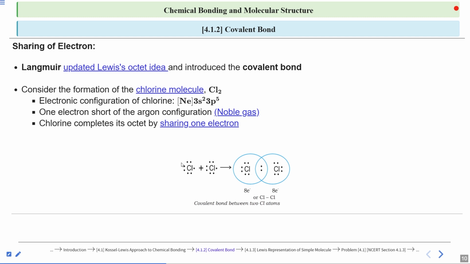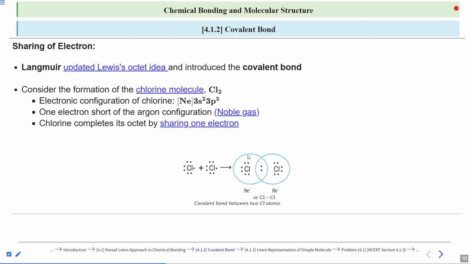The chlorine on the left side has 7 electrons. The right side chlorine also has 7 electrons. But after they form a covalent bond, each of these chlorine atoms is sharing 1 electron. So the area which is common in both the circles has 2 electrons. Okay, so you can see here 2 electrons are here.